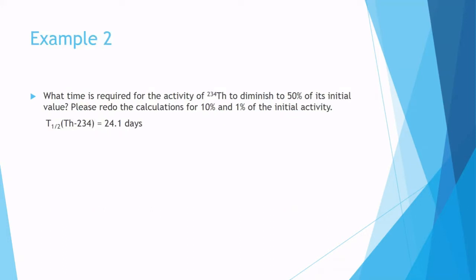The next example we will be looking at is, what is the time required for the activity of thorium-234 to diminish to 50% of its initial value? We are then going to redo the calculations for 10% and then 1% of the initial activity. The half-life of thorium-234 is 24.1 days.